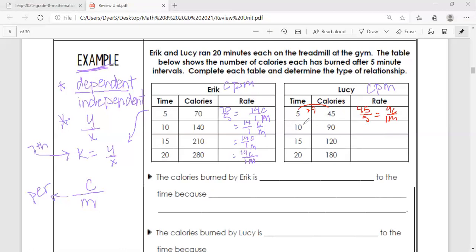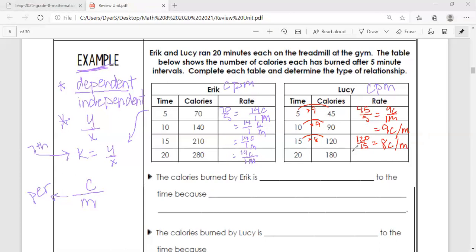And then if we do 10, another way to look at it is 10 times 9 gives us 90. If we divided, we would still get 9 calories per minute. See how we wrote it a different way, but it means the same thing? But then we look at this one. 15 times 9, if you do that on your calculator, you're going to find that it does not equal 120. It is 15 times 8. Ooh, which means if we did 120 divided by 15, we would get 8 calories per minute.